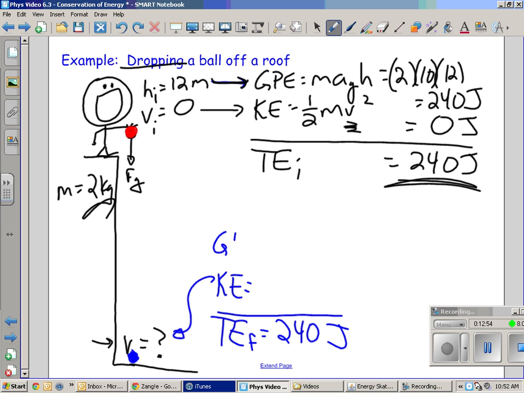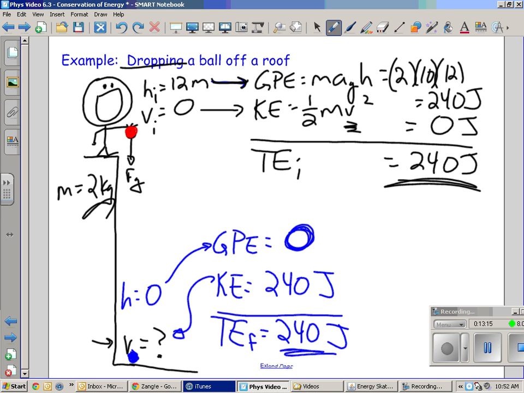Well, let's see. What's the GPE right there? Well, at this point, isn't the height 0? So since the height is 0, that means the GPE is going to be 0. So if my GPE is 0, but my total is 240, then by subtracting 240 minus 0, it tells us the kinetic energy has got to be 240 joules, right? It's the only way that it would add up to give you the same total energy. And now that I know that kinetic energy, now I can find my velocity.